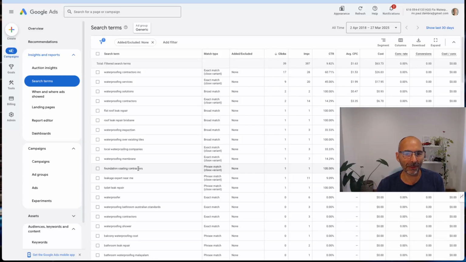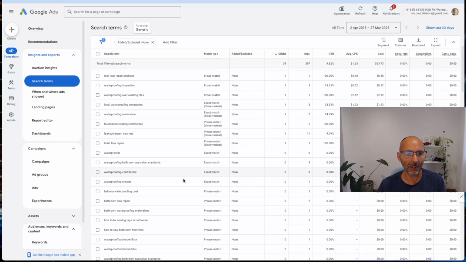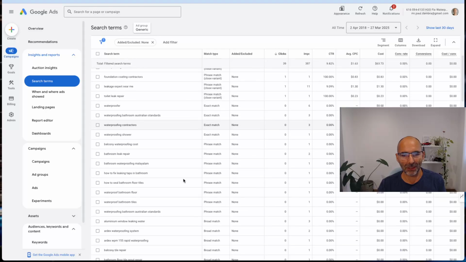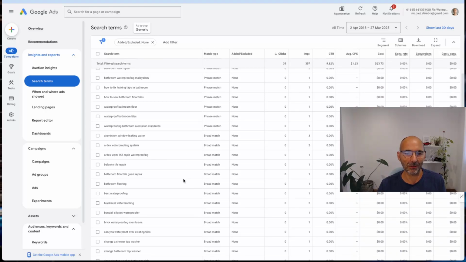Depends on your perspective. This could do with a brand new foundation or concrete slab that's been poured where somebody wants it coated or sealed, for argument's sake. That's not necessarily waterproofing, so this may or may not be relevant to the business. A leakage expert could be to do with getting a plumber, not necessarily somebody that does waterproofing.